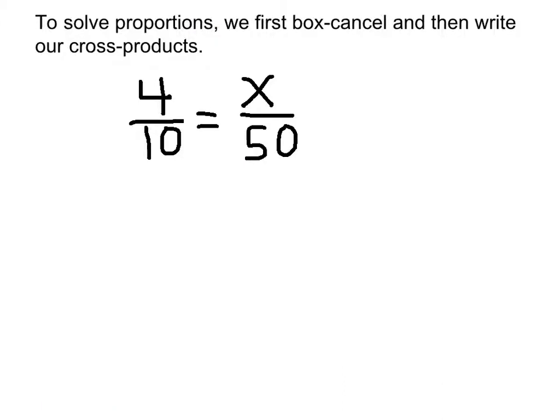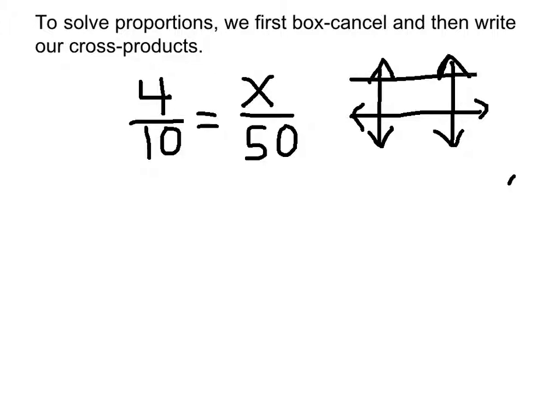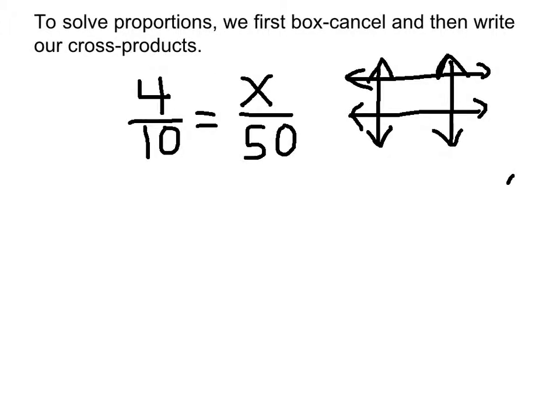In order to solve proportions, we're going to first box cancel and then write out our cross products. Now, by box cancel, I mean you can cancel up and down on both sides, the numerator and the denominator, or you can go side to side, numerator to numerator, denominator to denominator. It's just like reducing fractions, except we do not go diagonally.